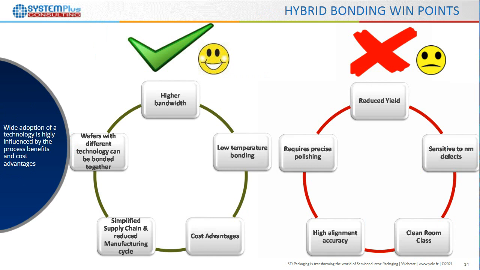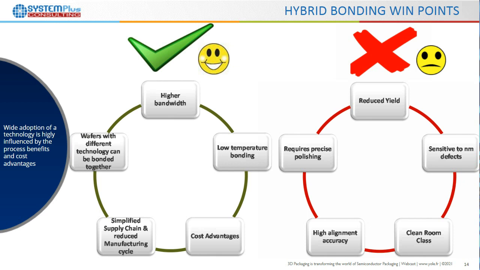Let's look at the win points of the hybrid bonding. This type of bonding results in devices with better properties, like improved bandwidth, and it's done at low temperature, which means there is no risk of degrading any of the cells or the transistors. It also has very good cost advantages, as we saw when we estimated the hybrid bonding cost in memories and also in CMOS image sensors.